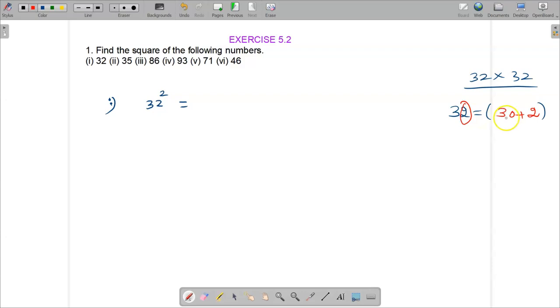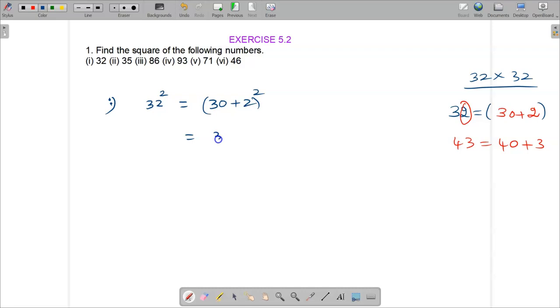The other number should always be a multiple of 10. So 32 I have to write as 30 plus 2. For example, if it is 43, you have to write it as 40 plus 3. This is the first step. So I write 32 as 30 plus 2, the whole square, because they are asking to find the square.